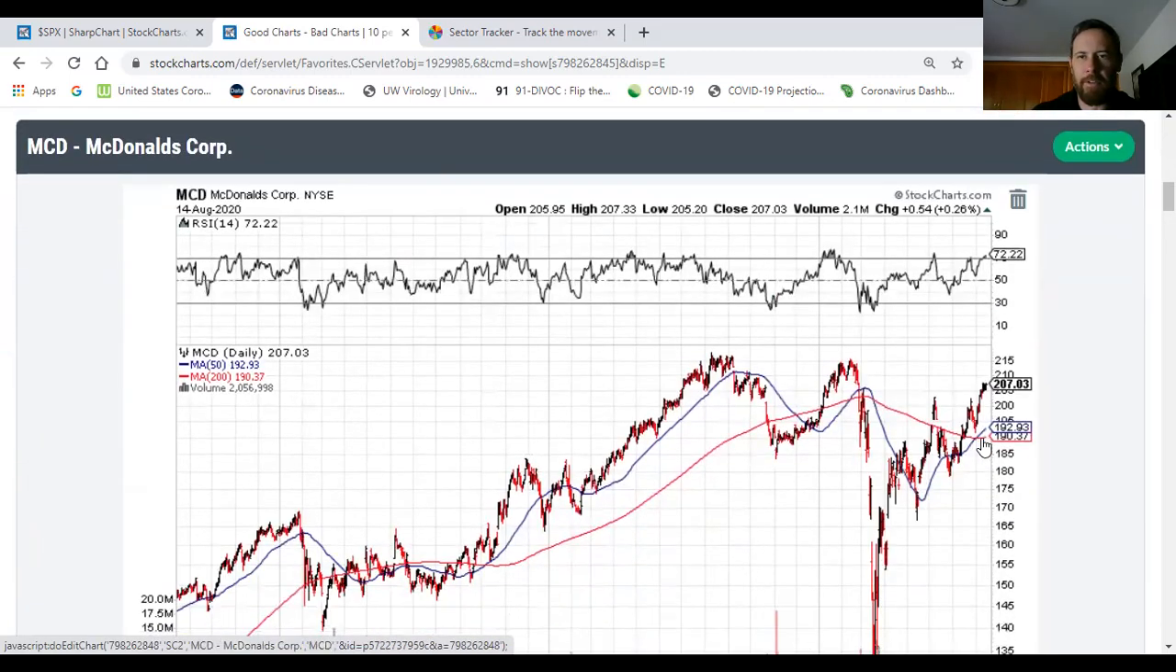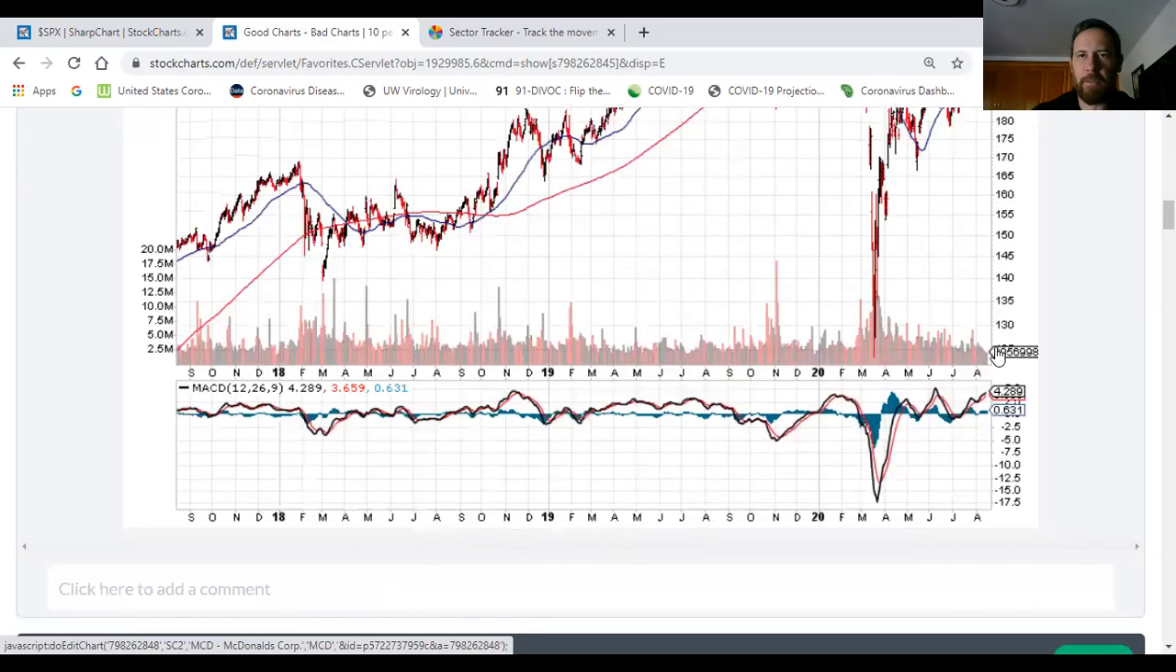McDonald's constructive too. Here's your golden cross. We're coming up on the old highs of 215, which has failed twice before. That's a little scary. We'll see what happens there. Again, I probably wouldn't touch this until I got definitive breakouts over that old high, at least not as a buyer.